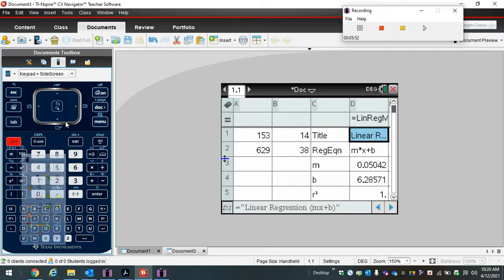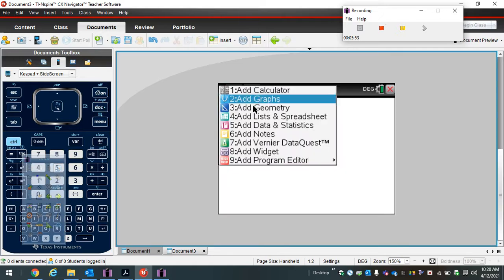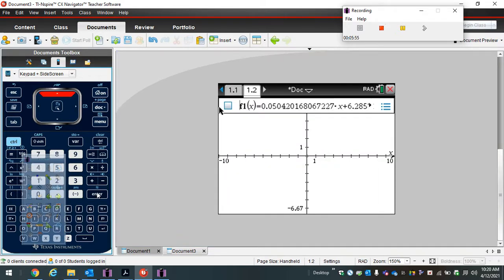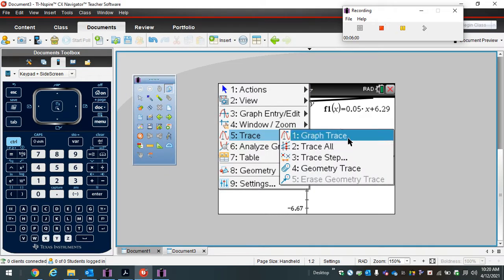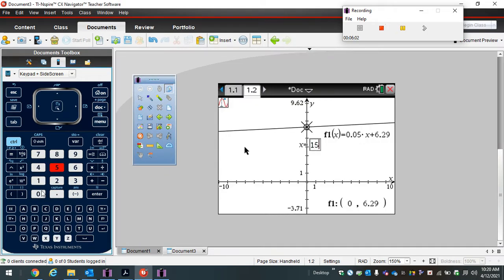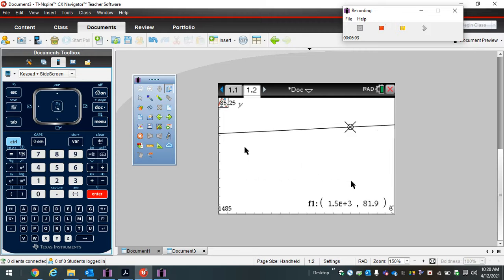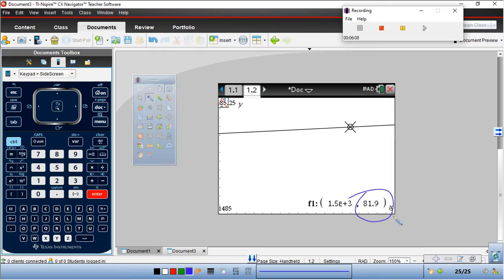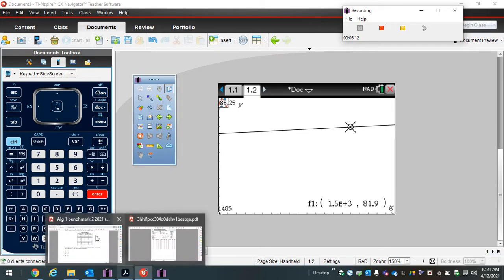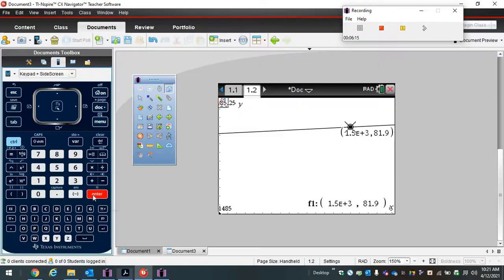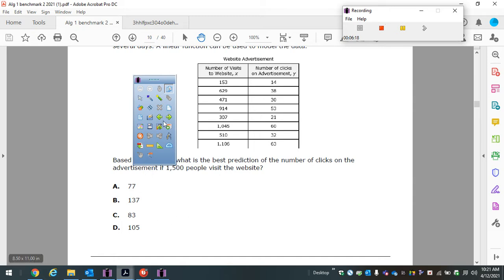I'm going to add a graph, press up for my line. There it is. And then I'm going to go to menu, graph trace, 1500, because that's what they're asking. About 82-ish. Let me see. Hopefully we got it right. All right, 83.